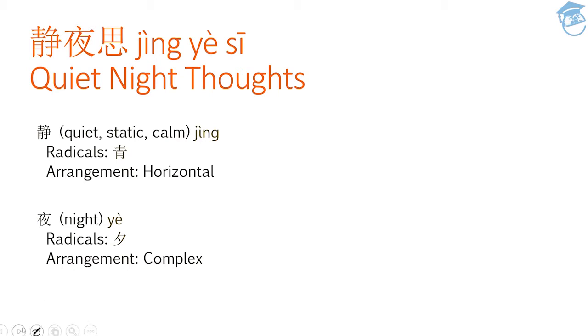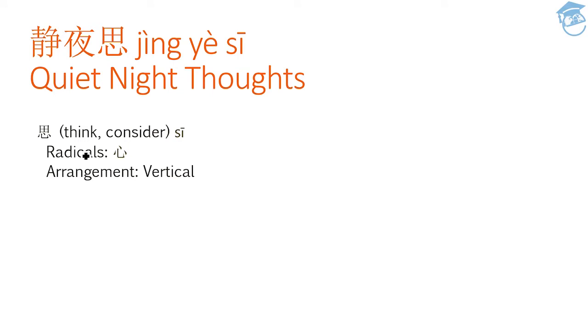The next word is 思. 思 is to mean to think or to consider. So 静夜思 it just means quiet night thoughts. Some thoughts you have when you are in a quiet night. This is the pinyin 思, and the radical is this one. So the arrangement is vertical because you have the top and bottom components with the bottom components as the radical. Here's how to write 思. 9 strokes for this word, 思.